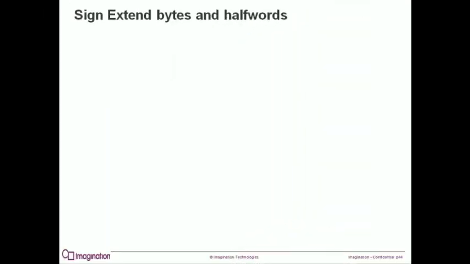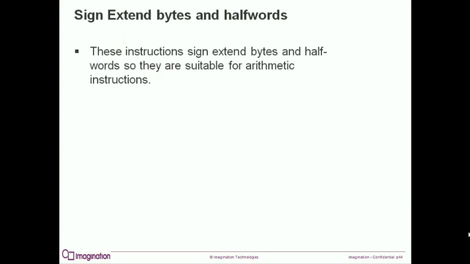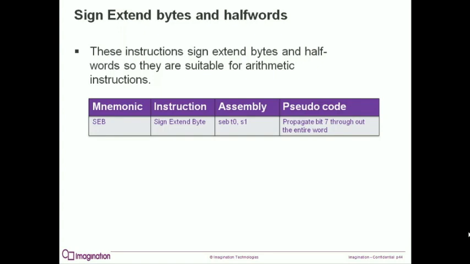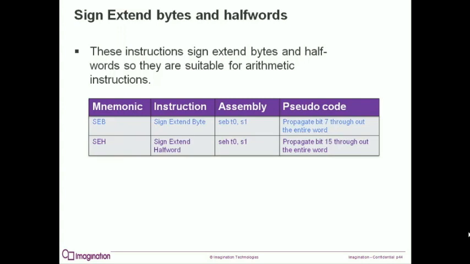The MIPS architecture does not allow arithmetic operations to be performed on anything other than integers. If there is a value that is less than an integer that needs to be used in an arithmetic operation, it must first be made to look like an integer. This can be done by sign extending a byte or half word. The sign extend byte instruction will propagate bit 7 from bit 8 through bit 31. The sign extend half word instruction will propagate bit 15 from bit 16 through 31.